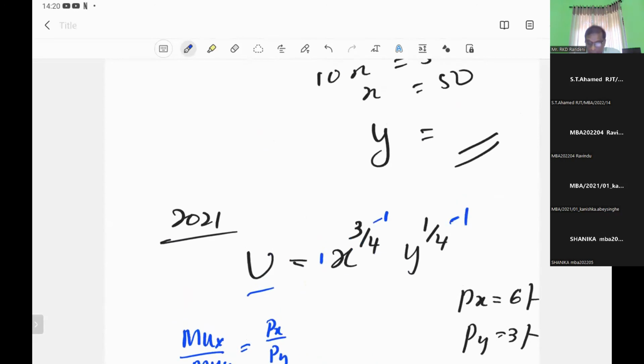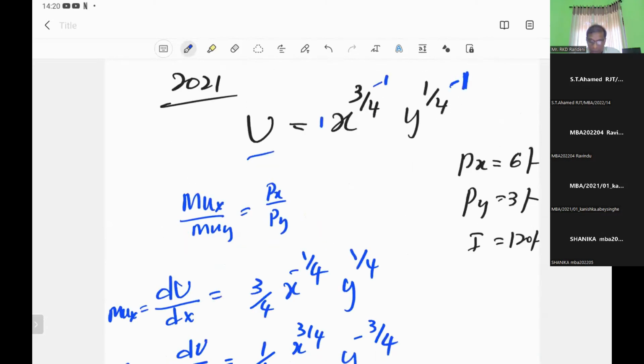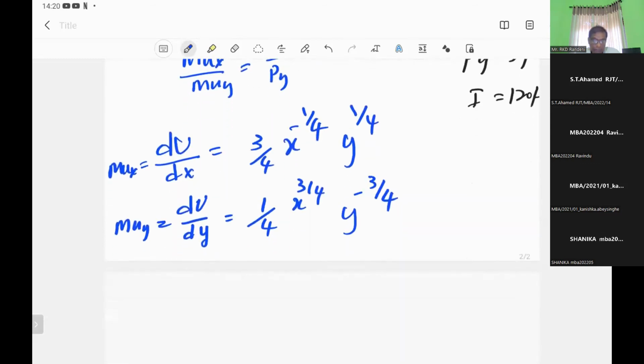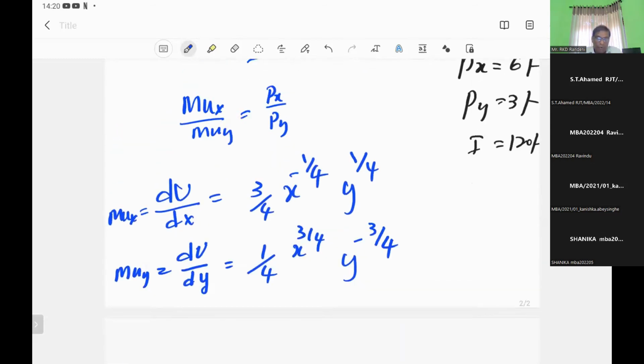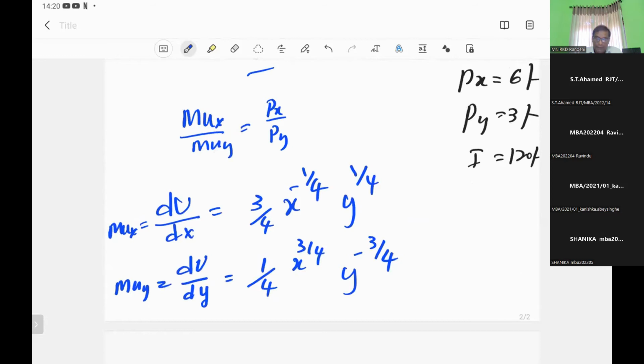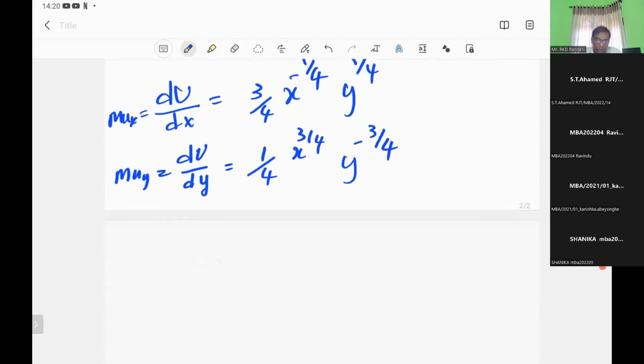Now you have to deduct 1. Then here 1/4, that is plus. Deduct minus 1, that is minus 3/4. Minus 3/4. Then we got the formula MUX divided by MUY. Now MUX divided by MUY.